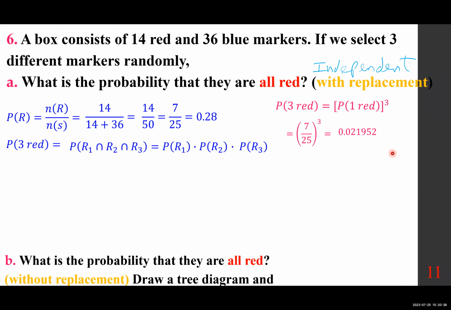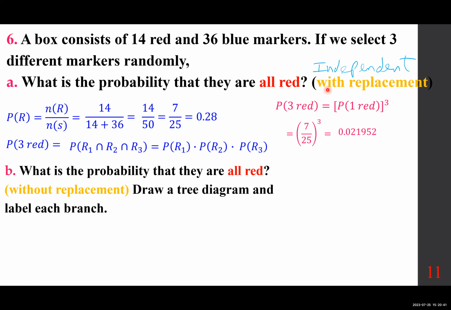Now, look at this part. We are repeating the same question except without replacement. So what is the probability that they are all red without replacement? Draw a tree diagram and label each branch. Okay, so that is extremely important to understand, everybody. Well, if we want 3 red, that means probability of red, the first one, which is R1, times the probability of R2 given R1, times probability of R3 given R1 intersection R2. You don't have to write it in this fashion, but that is the proper notation.